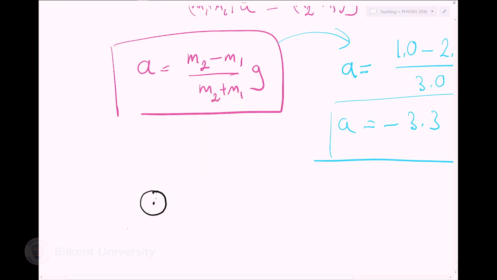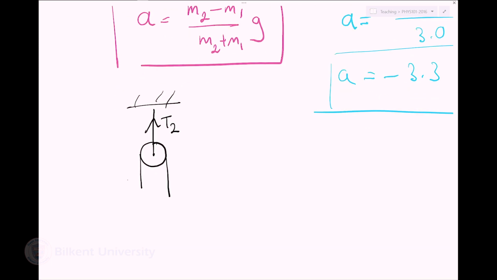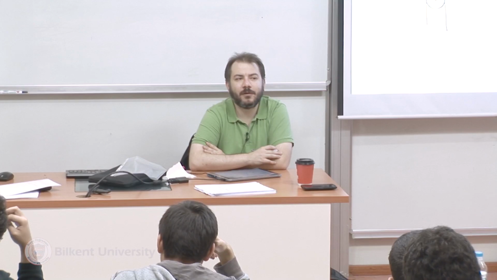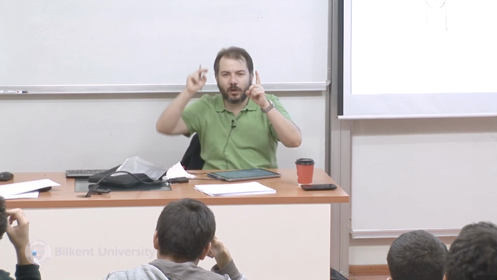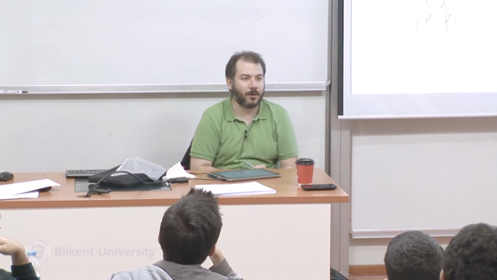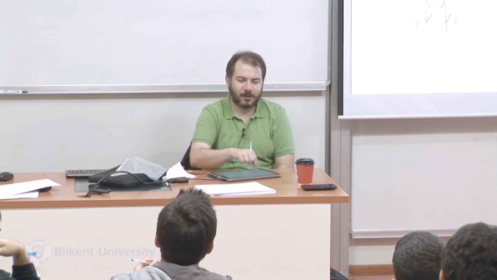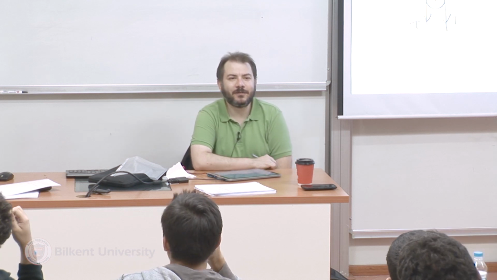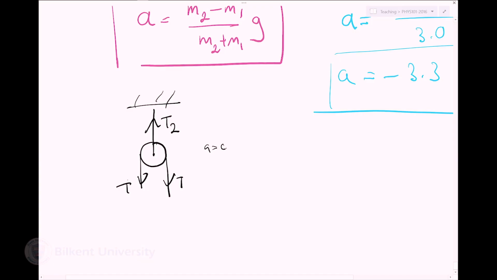So I have this pulley which is tied to the ceiling with a tension T2. What other forces are there acting on this pulley? The tension in the rope that's going over the pulley. So it's trying to pull it down. Is this pulley accelerating? Its acceleration is 0. Its mass is also 0. Right? So that's very good.